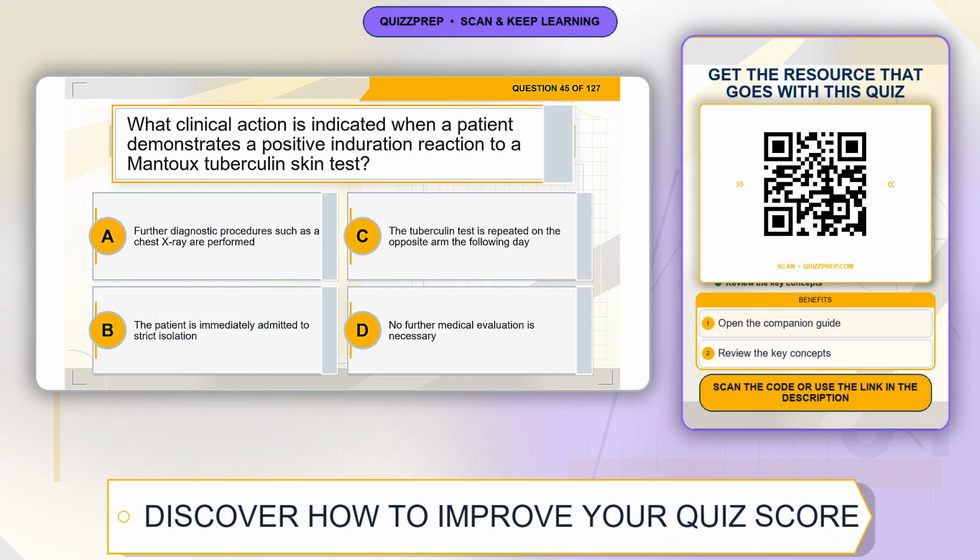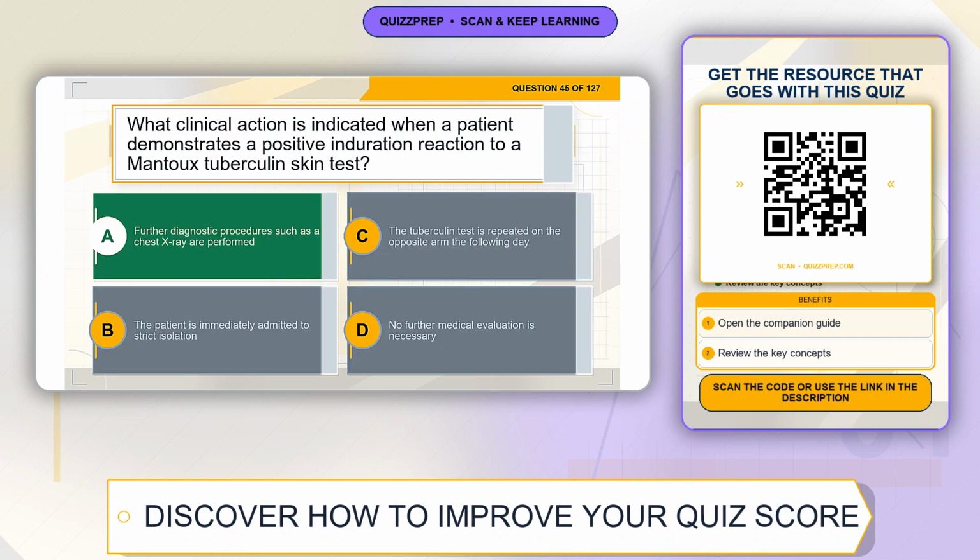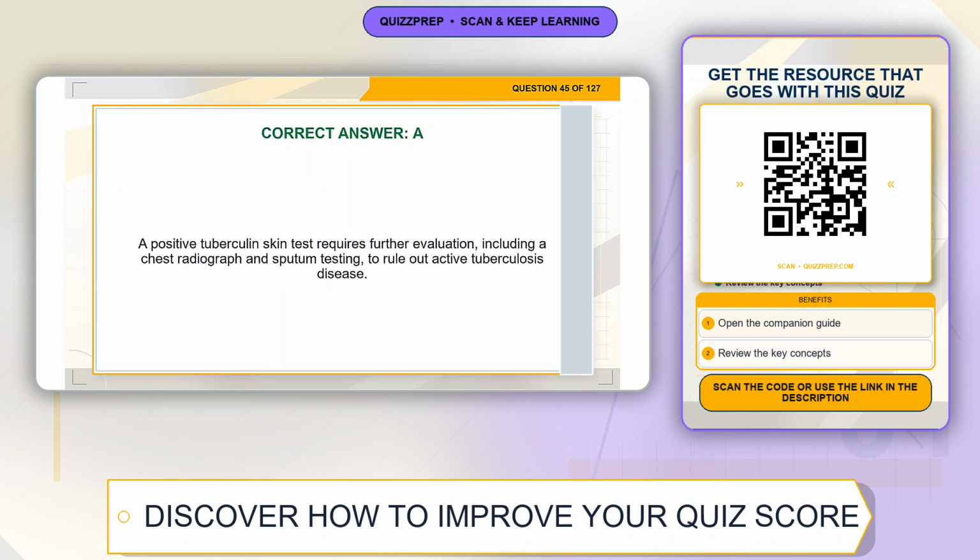Question 45. What clinical action is indicated when a patient demonstrates a positive induration reaction to a Mantoux tuberculin skin test? Option A, further diagnostic procedures such as a chest X-ray are performed. Option B, the patient is immediately admitted to strict isolation. Option C, the tuberculin test is repeated on the opposite arm the following day. Option D, no further medical evaluation is necessary. The correct answer is option A, further diagnostic procedures such as a chest X-ray are performed. Explanation. A positive tuberculin skin test requires further evaluation, including a chest radiograph and sputum testing, to rule out active tuberculosis disease.